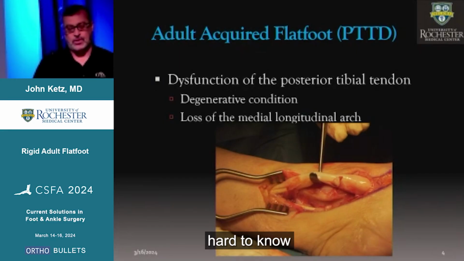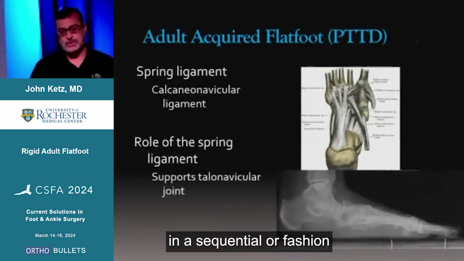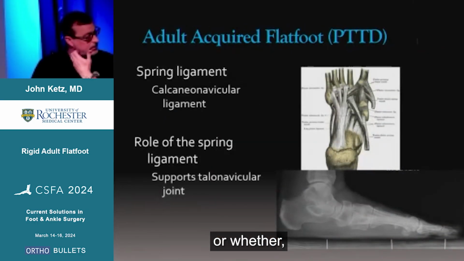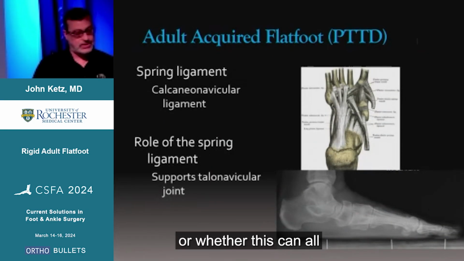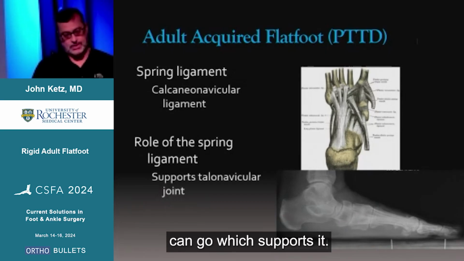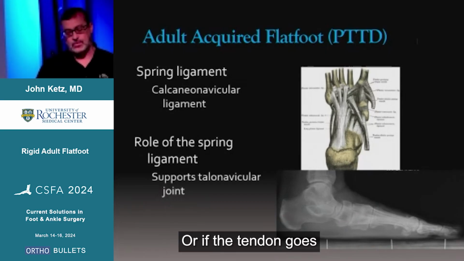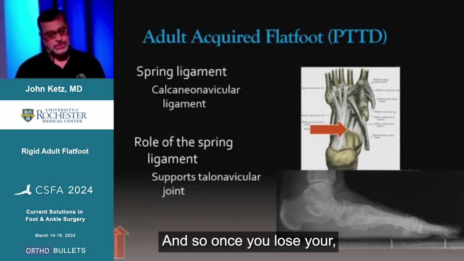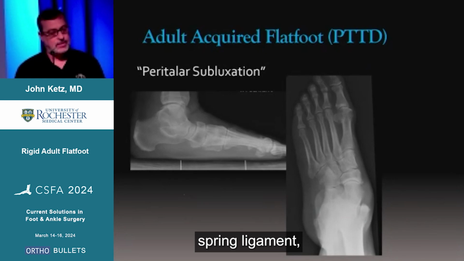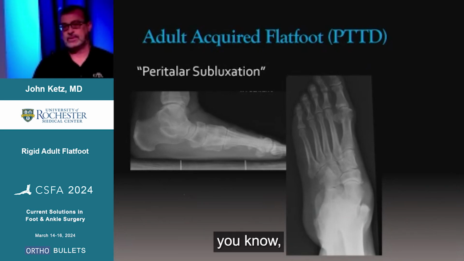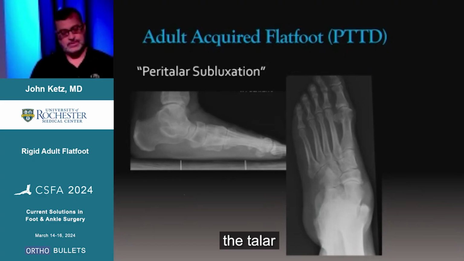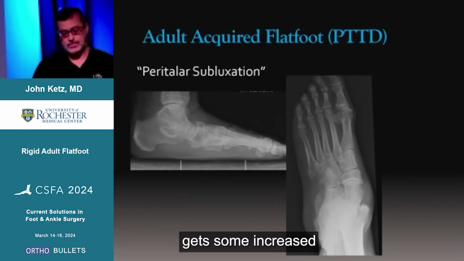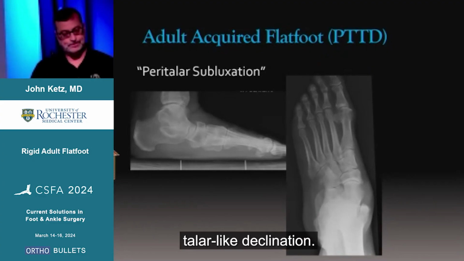And again, it's hard to know whether this happens in a sequential fashion. The spring ligament can go, which supports it, or if the tendon goes, then the spring ligament gets stretched out, and that really is what supports the talonavicular joint. And so once you lose your spring ligament, you get this peritalar subluxation. You start getting some uncoverage medially there. Also, the talar head goes out plantarly, and you get some increased talar declination.